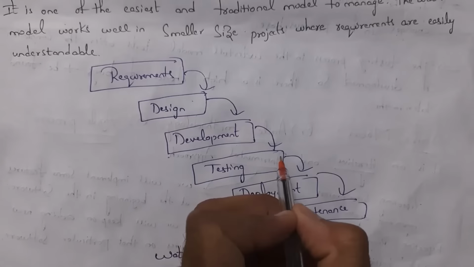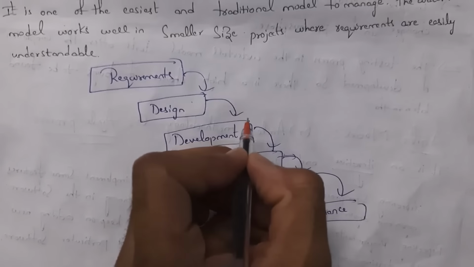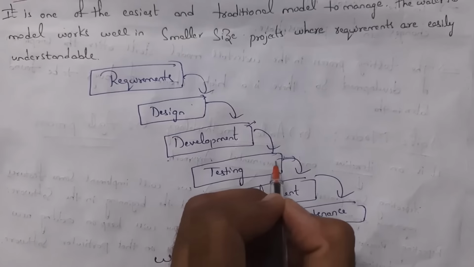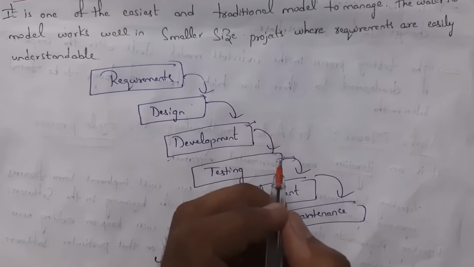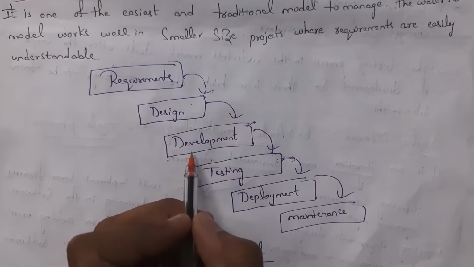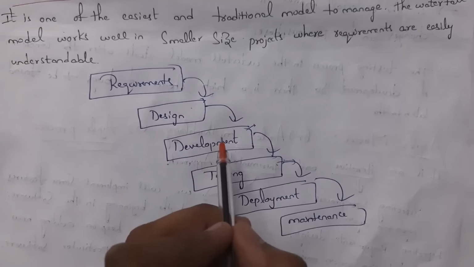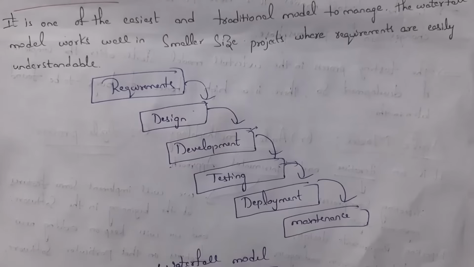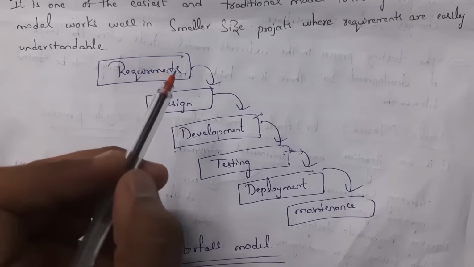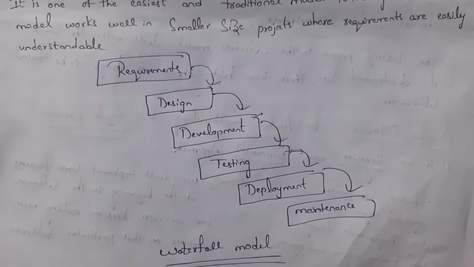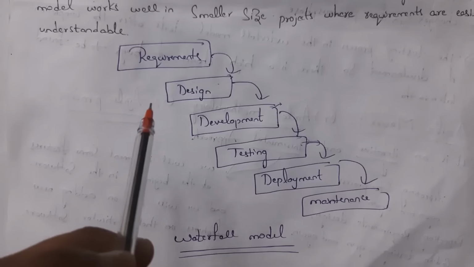For example, I am in the testing phase and I want to perform some changes in the development phase. If you are in the testing phase, we cannot go back to the development phase. For example, I am in the development phase and now I want to perform some changes in the design phase. If you are in the development phase, we cannot go back to the design phase. If you see these arrow marks, all of them flow only in the downward direction like a waterfall. So that is why we call it the waterfall model. It will only flow in the downward direction.